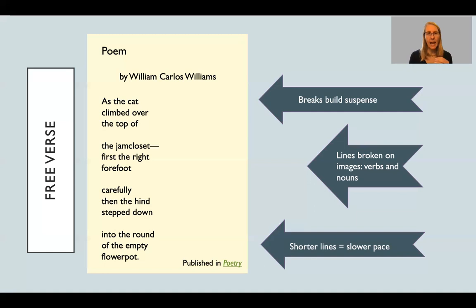So "as the cat," right, we're given an image, and all of us just picture different cats. I know I pictured an orange ginger cat because that's the kind of cat we have that lives with us. You might have pictured a cat that you're familiar with. So now we have this concrete entity in our heads, and then we're thinking about "climbed over." We're thinking about that action. "Jam closet," we're thinking about some sort of cupboard. The right forefoot, the hind stepping down, this round, empty flower pot.